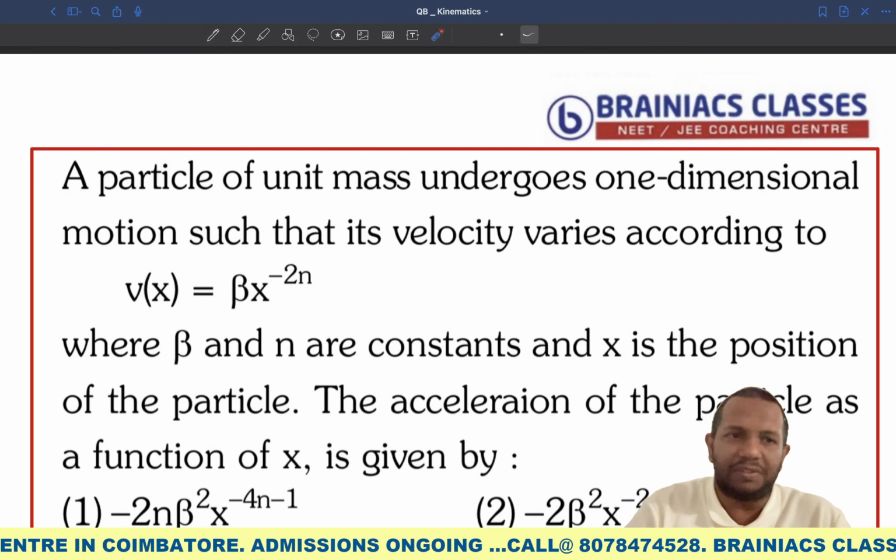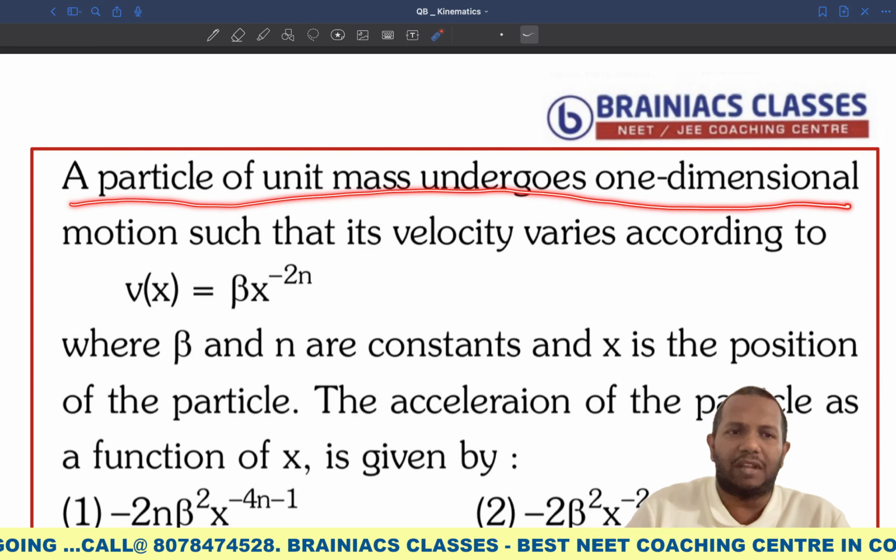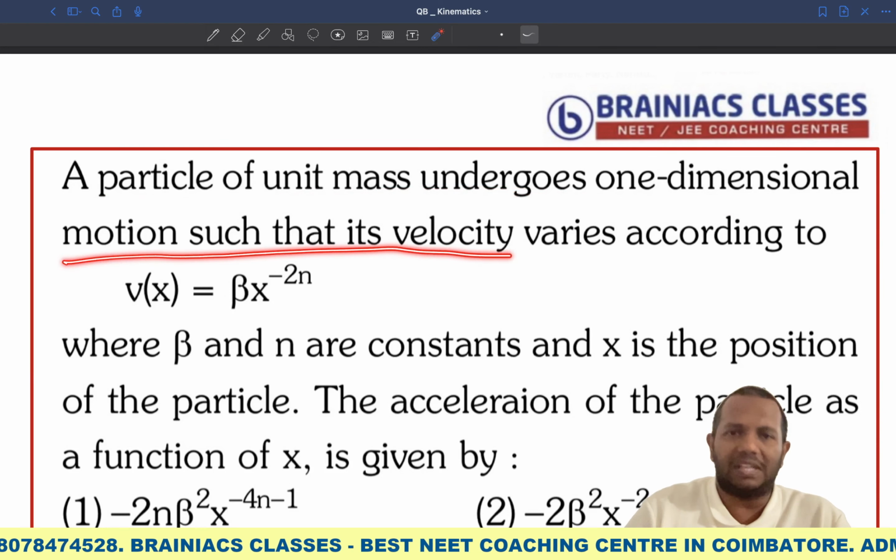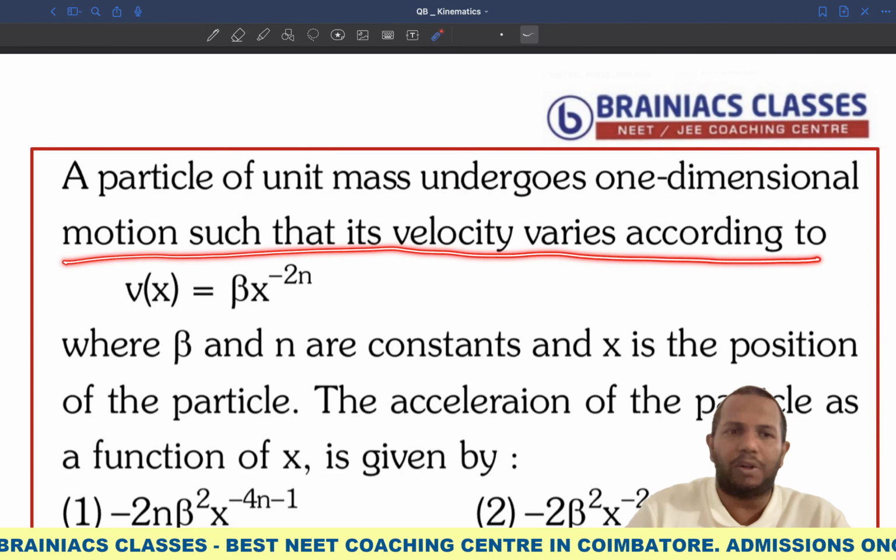The question states that a particle of unit mass undergoes one dimensional motion, such that its velocity varies according to v of x is equal to beta x raised to minus 2n, where beta and n are constants and x is the position of the particle. The acceleration of the particle as a function of x is given by. This is the question and we have four options in front of you.